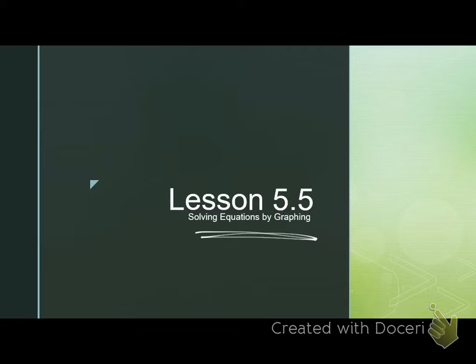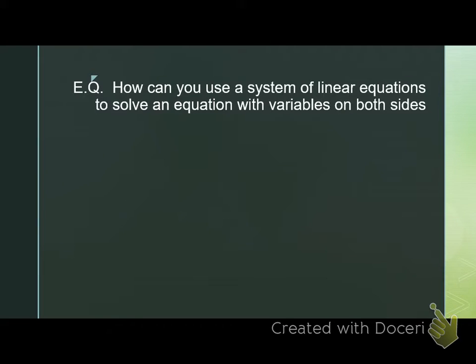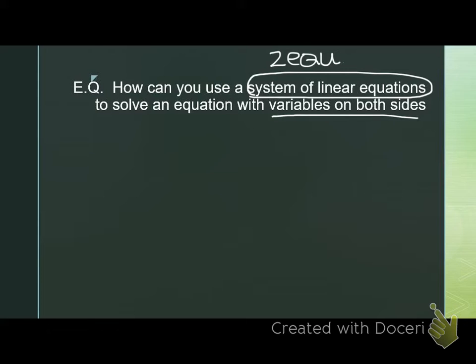Keep in mind, if you can't get the app on your phone, you can go to desmos.com and use Desmos through the internet. So that is an option as well. All right, so let's look at the essential question. How can you use a system of linear equations? Now, we just tested yesterday over systems of linear equations, so we know that in a system there are two equations. So how can we use a system of linear equations to solve an equation with variables on both sides?